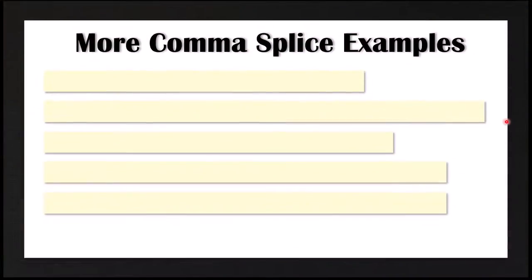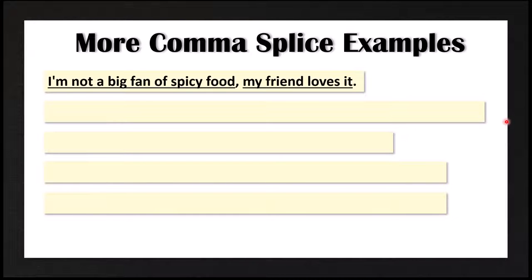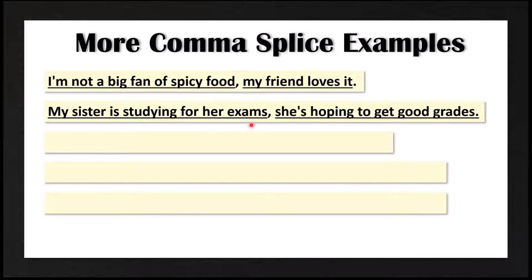So let's look at some more comma splice examples. I'm not a big fan of spicy food, comma, my friend loves it. Again, here we have two independent clauses incorrectly joined with a comma. My sister is studying for her exams, comma, she's hoping to get good grades. Again, we know that these are two independent clauses because if we read the first part of this sentence, that makes sense all by itself. We have a subject, we have a predicate, and a verb. Same with the second independent clause.